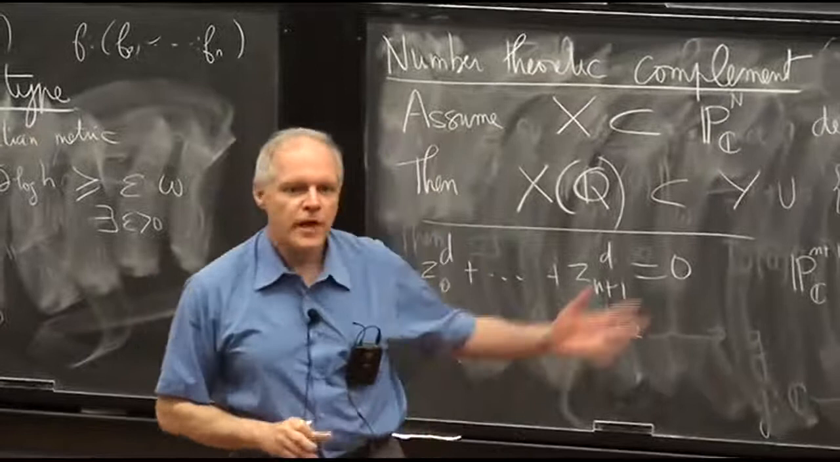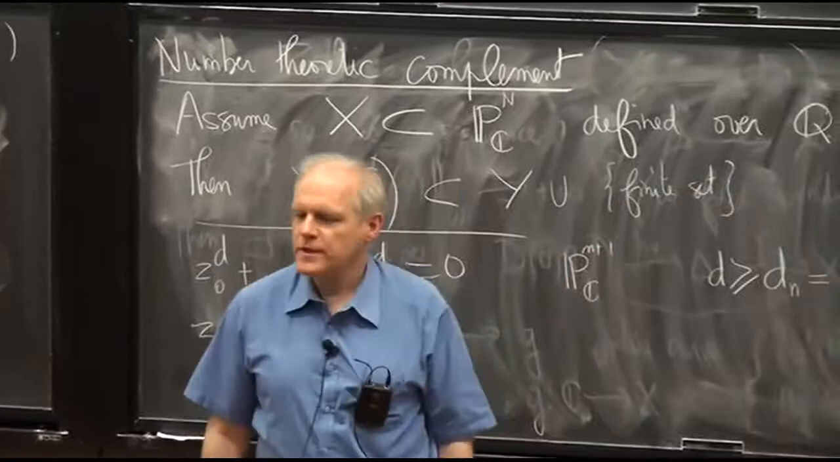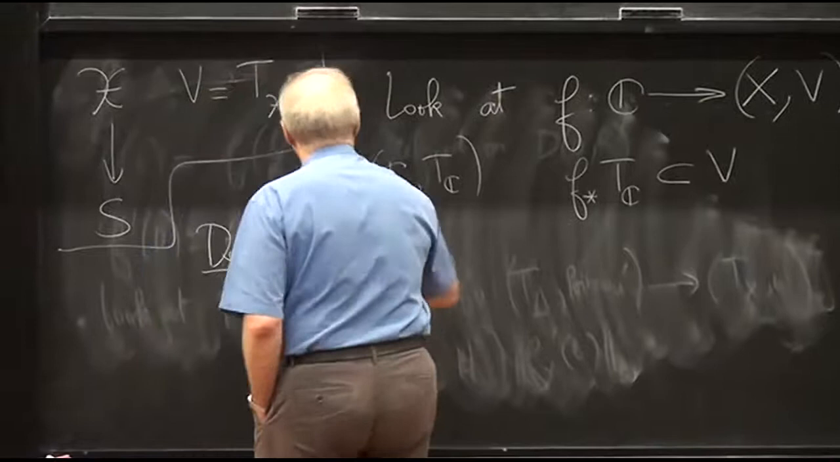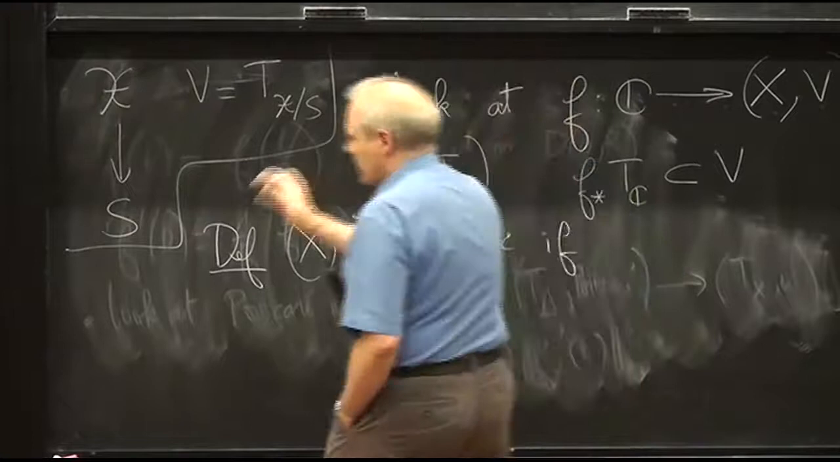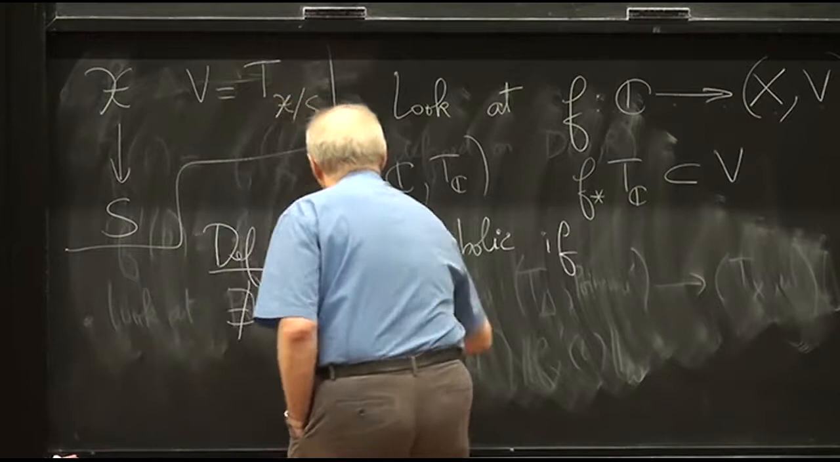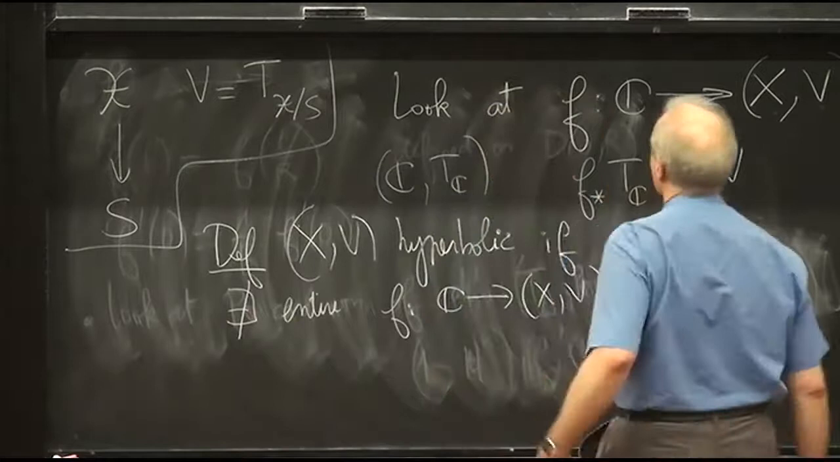And now you will say by analogy that the pair is hyperbolic if you don't have entire curves, which is equivalent to the Kobayashi metric on V being non-degenerate, etc. You can reproduce all the proofs for the concept of a pair which is hyperbolic. If V is hyperbolic, all properties which I gave are equivalent. So for instance, if there are no entire curves tangent to V.